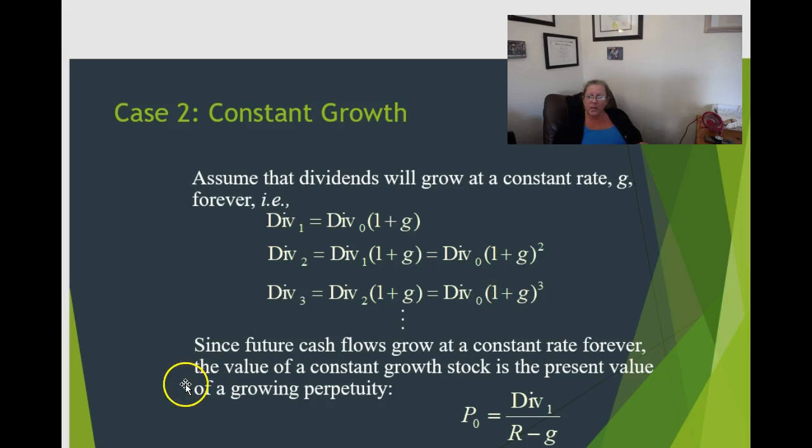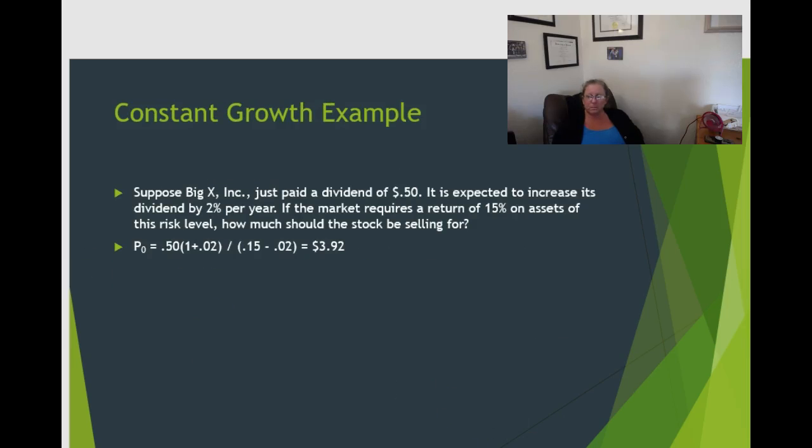Because the future cash flows are growing at a constant rate forever, the value of that constant growth stock is the present value of a growing perpetuity, and we can condense this down, because this would take forever. We can condense this down to P sub 0 is equal to div sub 0 divided by the market rate minus the growth rate. So let's look at an example.